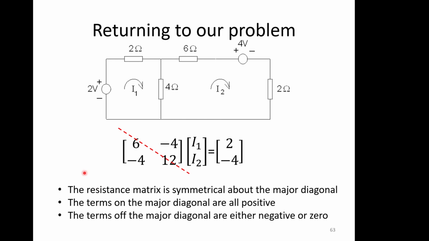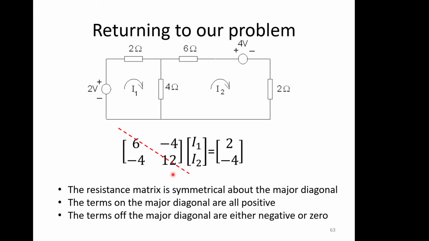Right, so returning to our problem then. This is the set of equations that defines this problem. We can look back at that. We can see that if we put that diagonal down here, we've got symmetry on either side of this diagonal, and this obviously works as well for sequences of bigger matrices with more meshes involved. You can see this gets complicated very quickly the more meshes you have.